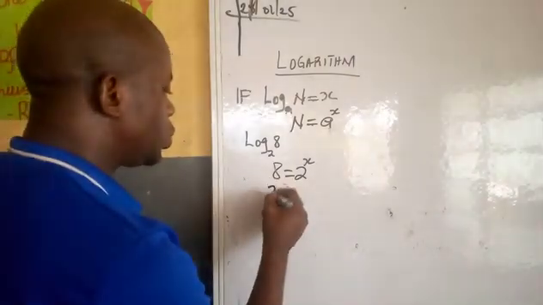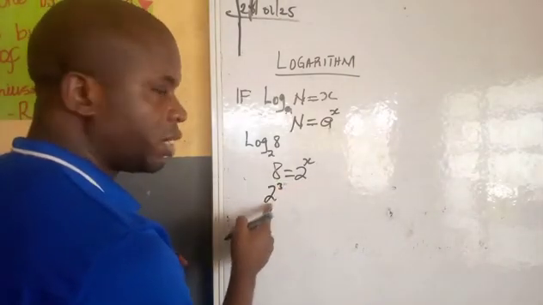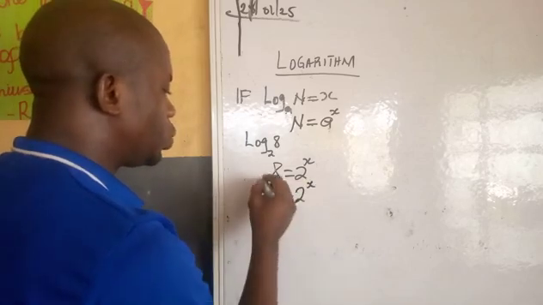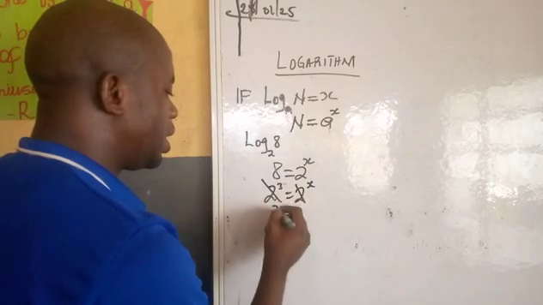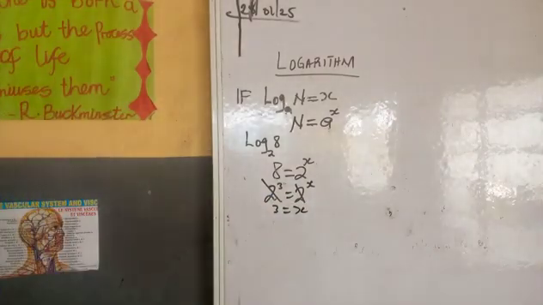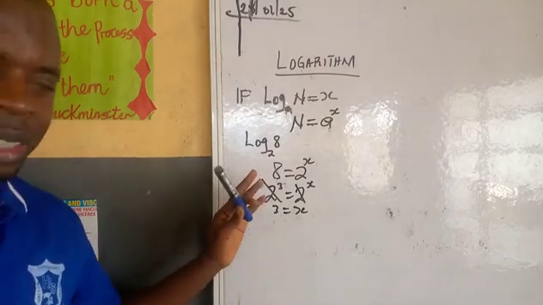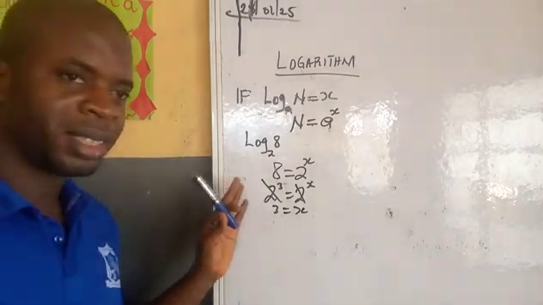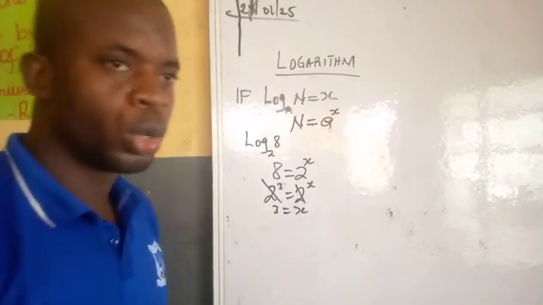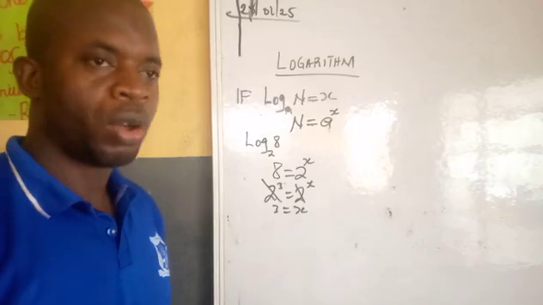So we say 2 raised to power 3 is the same thing as 8, and equals 2 raised to power x. So that 2 can cancel out 2. Then we can now say 3 equals x, or x equals 3. So this is our final answer. It's simple. This is what we are going to learn before we go to the laws of log.